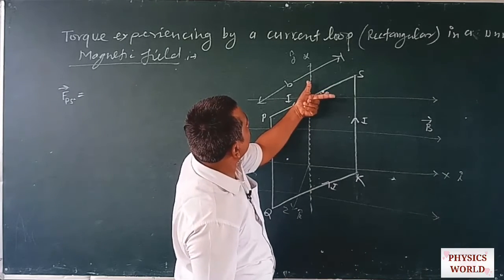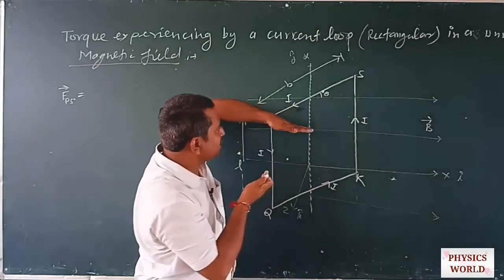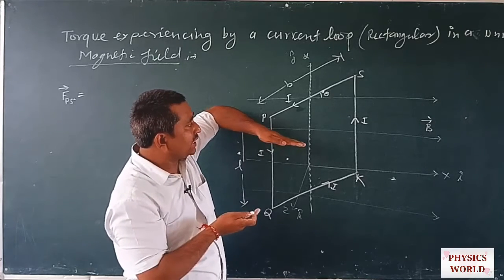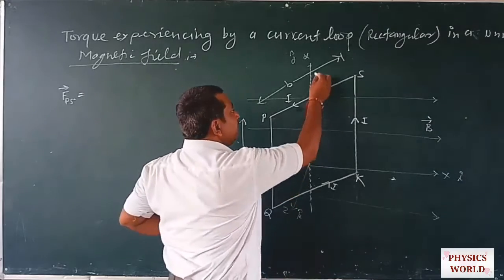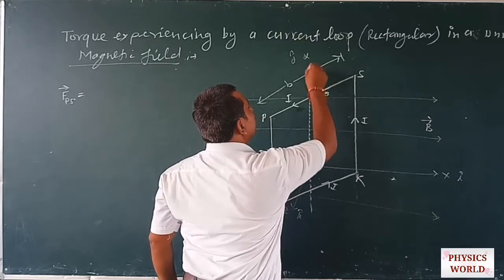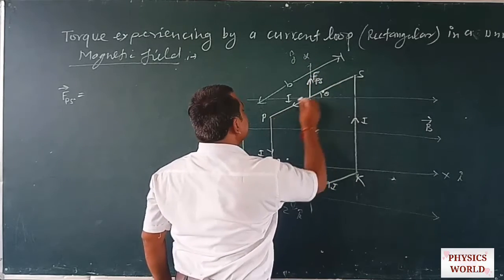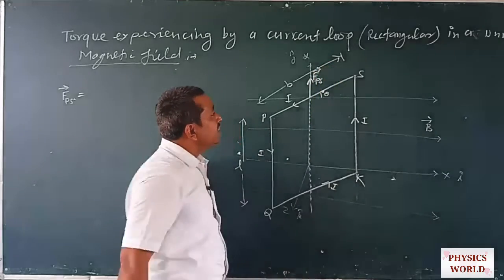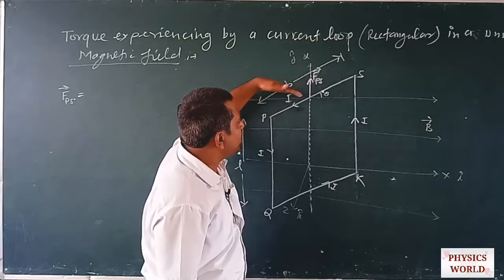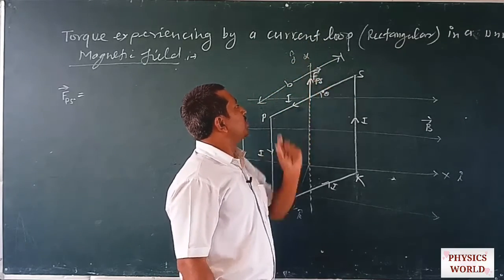So the direction of the force experienced by this side, because this wire is just placed in the YZ plane making some angle theta with the direction of the x-axis, is just along the direction of the axis of the coil. So the force experienced by the current-carrying conductor PS of the rectangular coil, F_PS, has a direction perpendicular to both B and PS and acts along the axis of the coil.